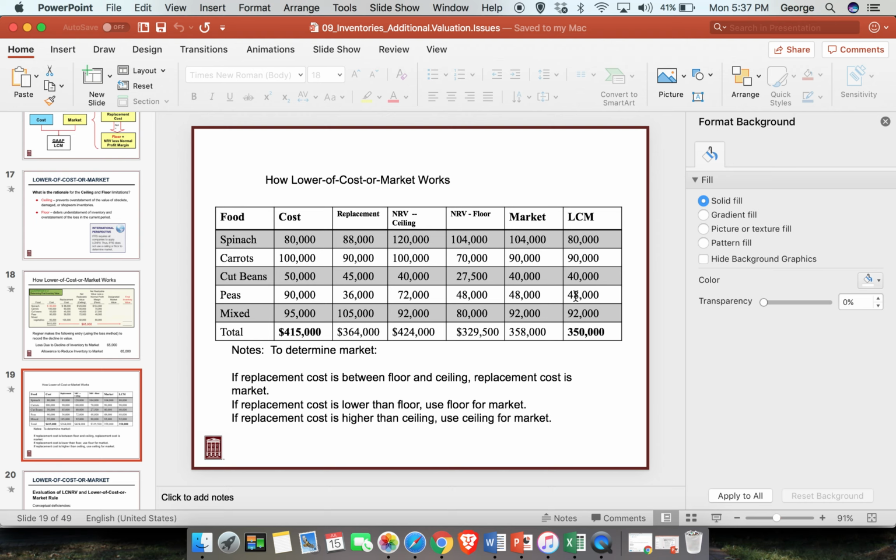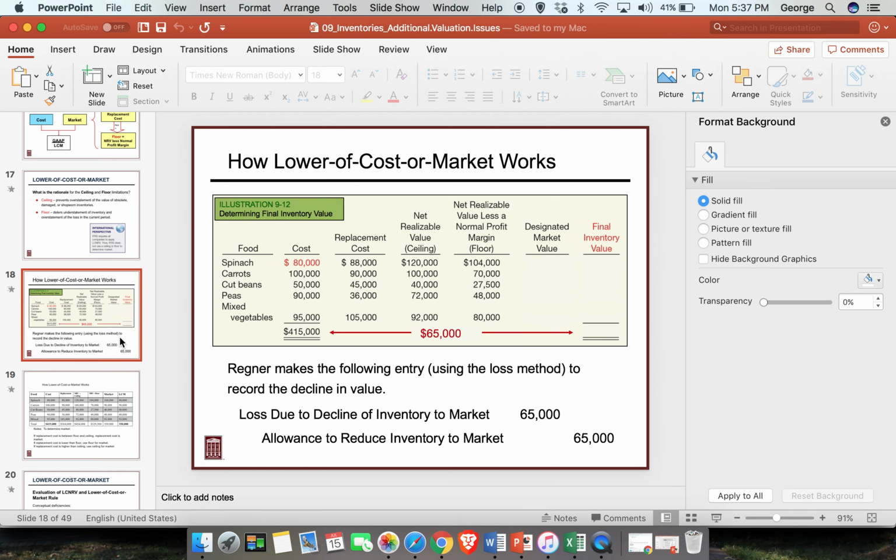And then cost of 95 versus market of 92, so we're going to use the 92. So I add these up and I get 350 for my lower cost of market and 415 for my cost. I'm going to use this 350. And because we're using the 350, we've got a decline of 65,000 in market, so I'll make an entry. Loss due to decline of inventory. Use the allowance approach. Credit the allowance account to reduce inventory to market for 65,000.